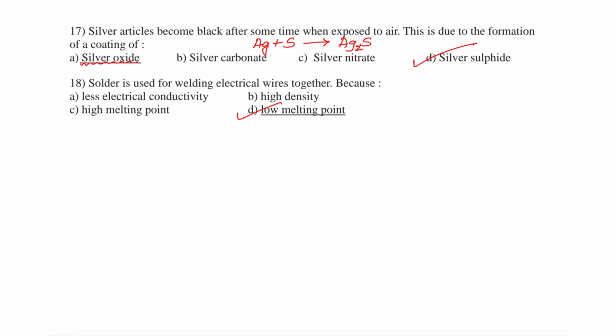So because of the low melting point of solder, it is used for welding of the electrical wires together. When you place this solder between the wires where you need to fuse these wires together and heat it, that will melt because of its low melting point, and that's how you can connect the wires together.